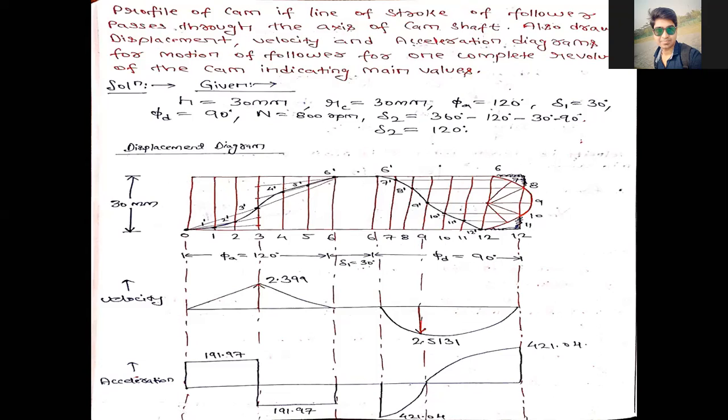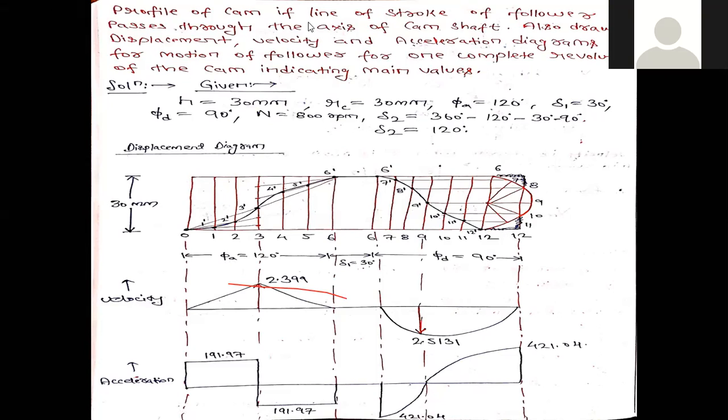Again in this case, this distance 5, 6 is not equal to 6, 7. 5, 6 will be more, this 6, 7 will be less. Why less? Because this angle is less. Why more? Because this angle is more. Yes or no? Yes, sir. Fine. Okay.